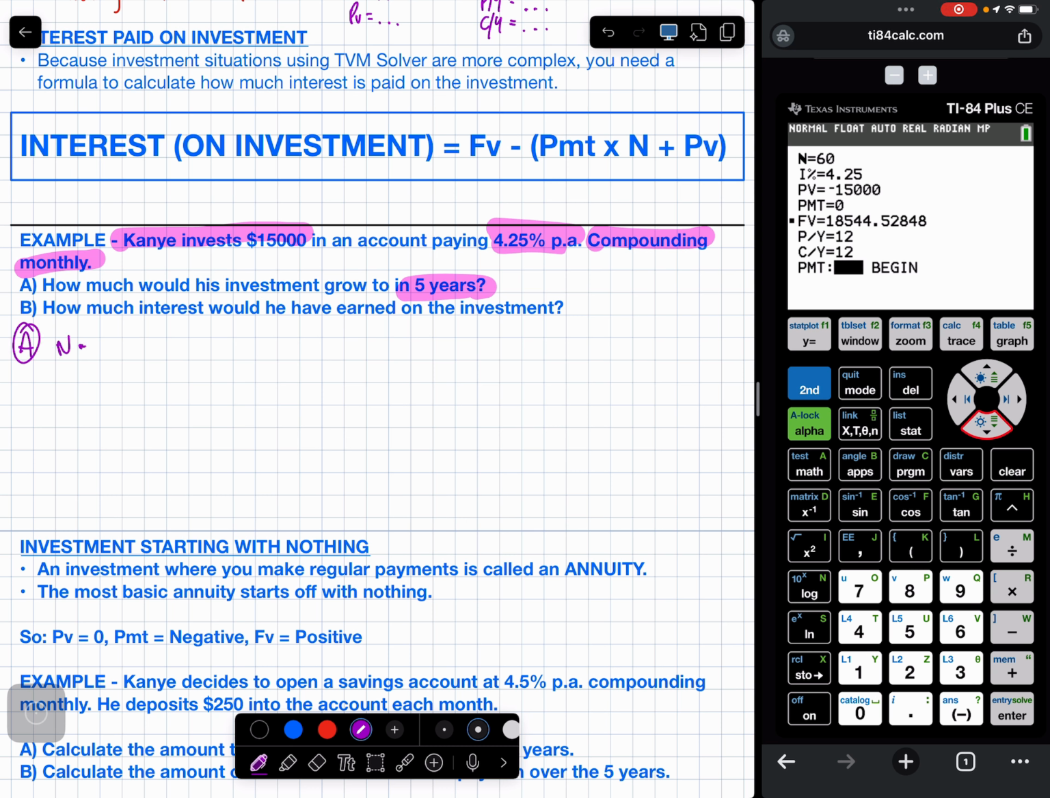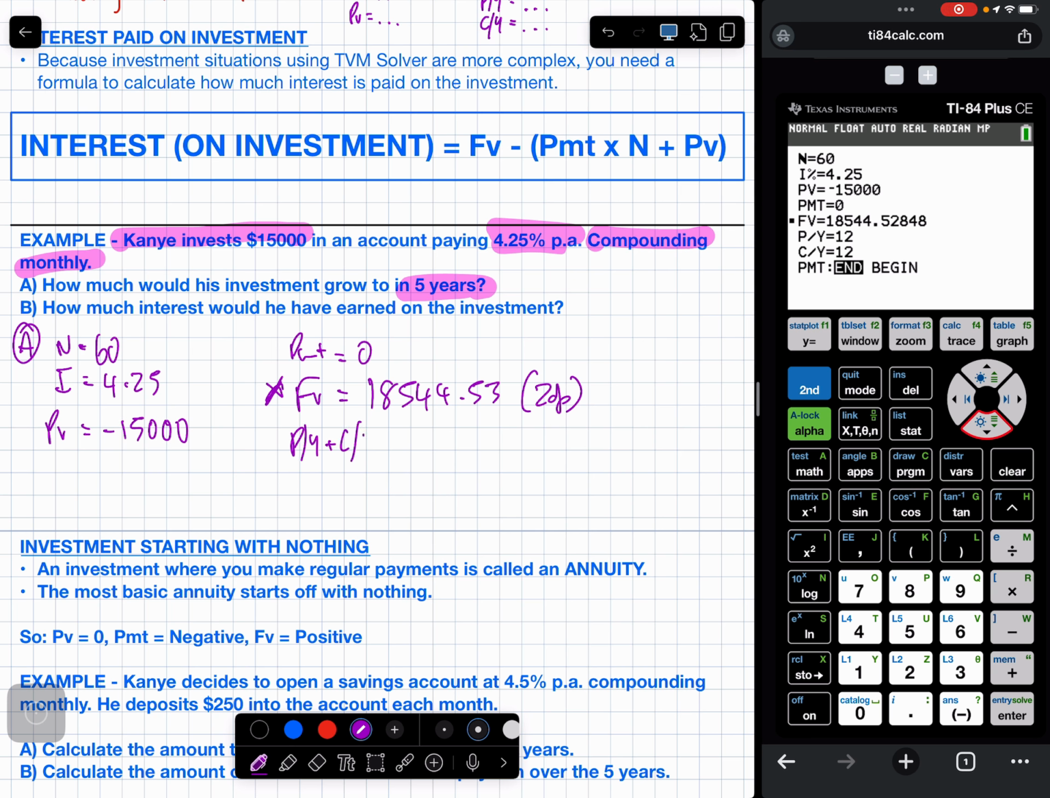Because you're using the calculator to do all this maths, your working out should look like this. Just show me what you put in the calculator. What did I put in as N? 60. What did I put in as I? 4.25. What did I put in as PV? Negative 15 grand. What did I put in as PMT? It was nothing. FV is what I solved for, so put a star next to that. It says $18,544.53 to 2 decimal points. PY and CY were both 12. That's kind of slow right now because you've never used this app before. But when you do more TVM solvers, it's going to be quicker.